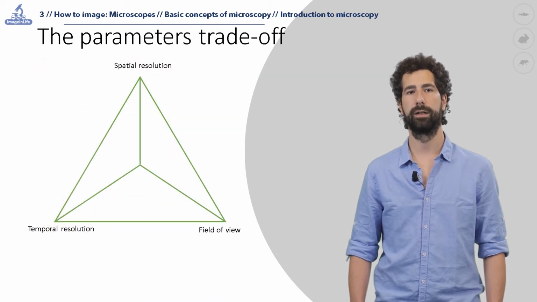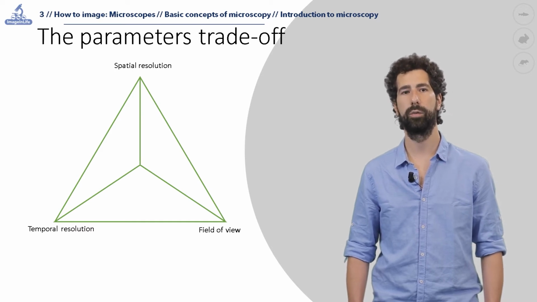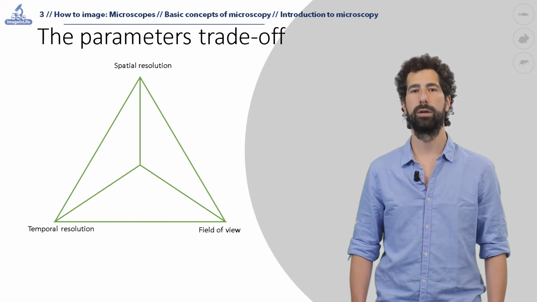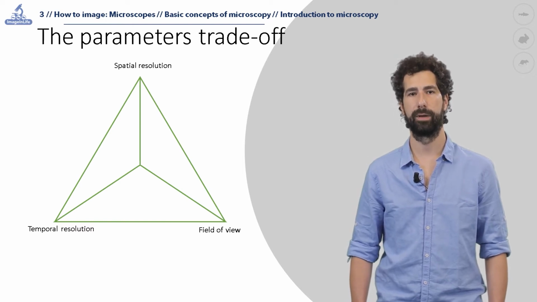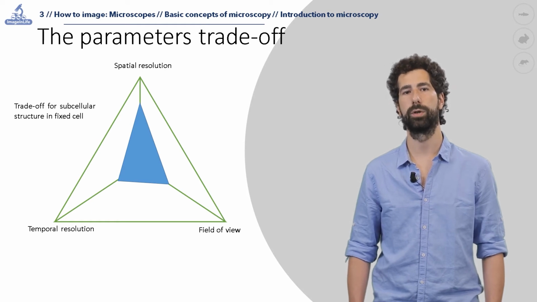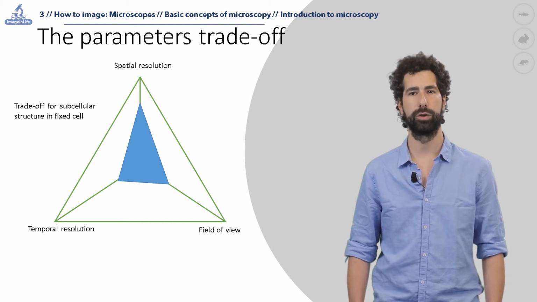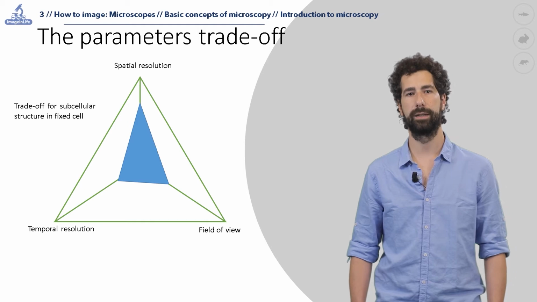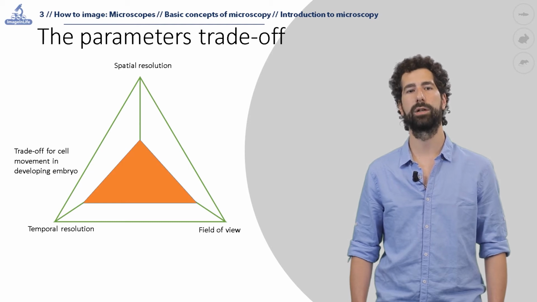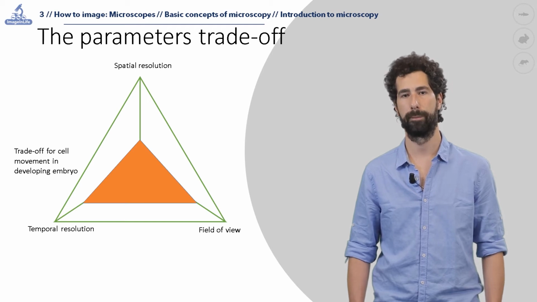The parameters represented here are related to each other, and it is indeed difficult to have the best of one of them without sacrificing the other 2. However, the application often defines the trade-off. As an example, if we aim to see subcellular structure in fixed cells, most probably we can push to have the best spatial resolution without caring about the temporal resolution, as in this sample, nothing is going to move. If instead we are interested in the movement of single cells in the development of an entire embryo, we probably have to sacrifice some spatial resolution in order to have a big field of view and an acceptable time resolution.